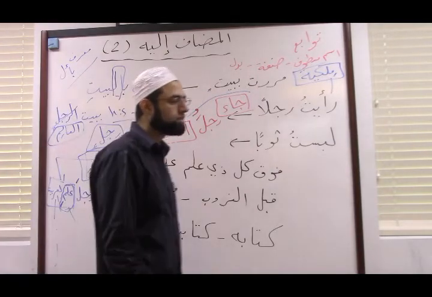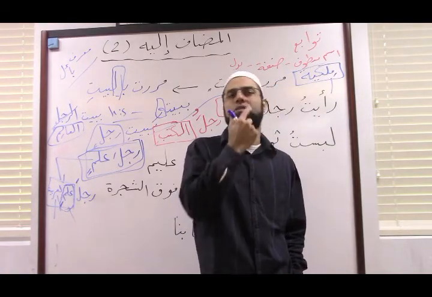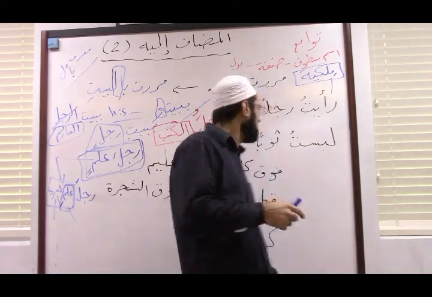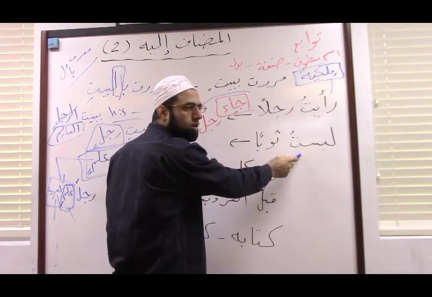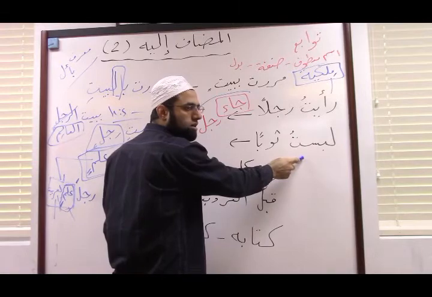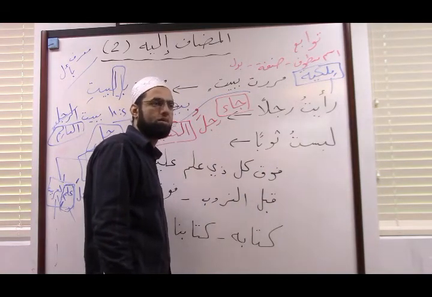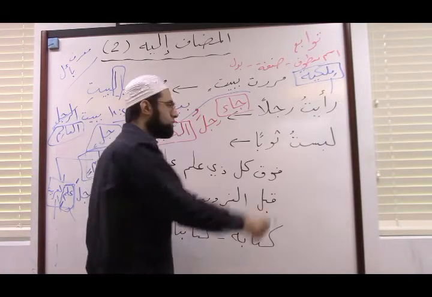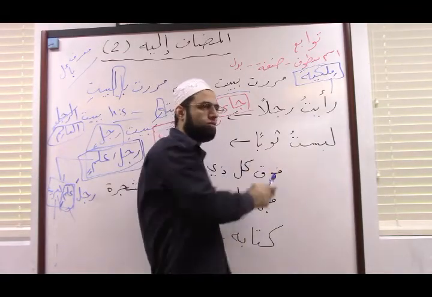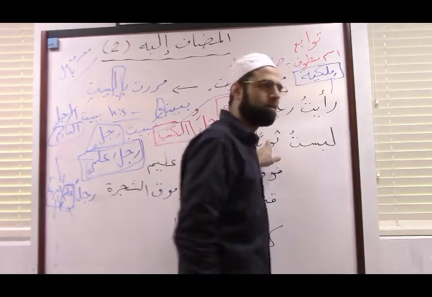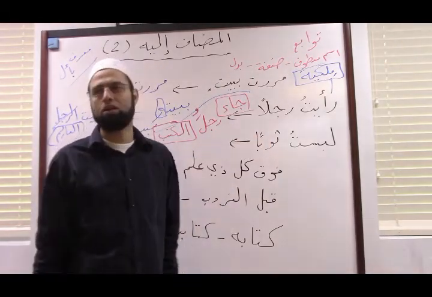Now, that is not always the case. It's not always علاقة ملكية. I'll give you an example. If I say لبست ثوبا, I wore a thawb, a dress, a garment, a piece of clothes. لبست ثوبا, I put on a thawb. Is this nakira or marifa? Nakira, it doesn't need thinking. Nakira, right? Tanween.